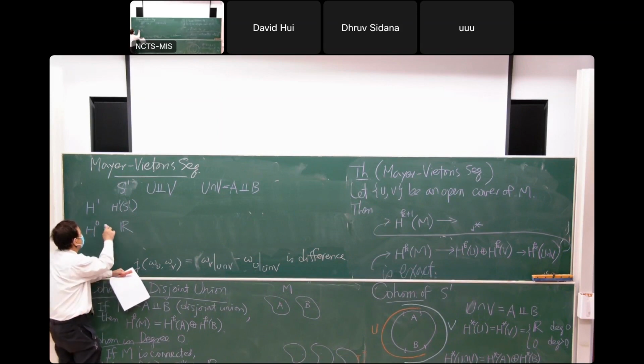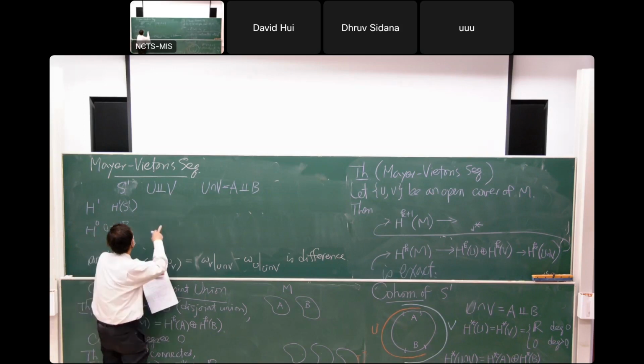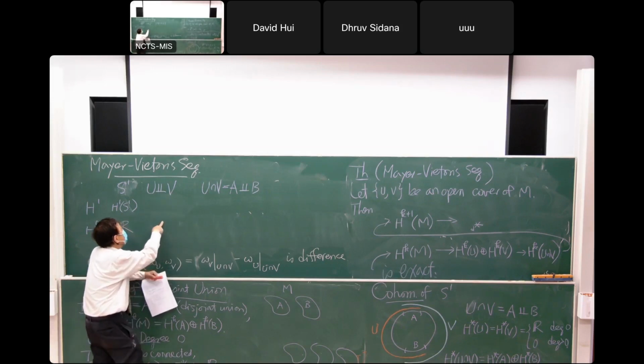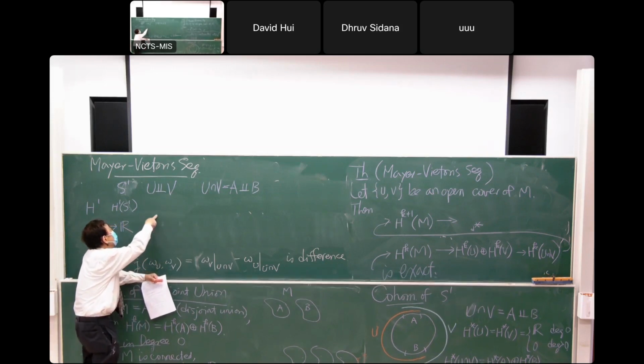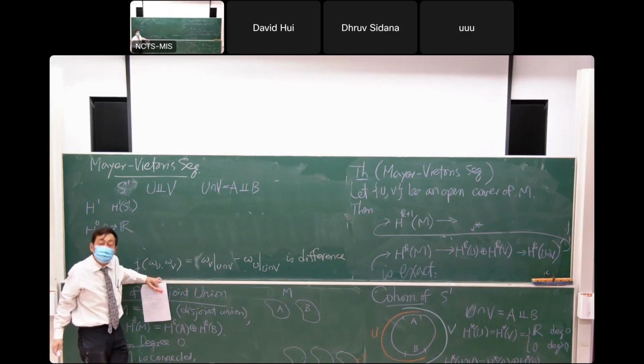And the Mayer-Vietoris sequence starts with 0. There are no forms of degree -1. And what is this? Tell me what to write down here. This would be H0 of U, direct sum with H0 of V. So what is it?